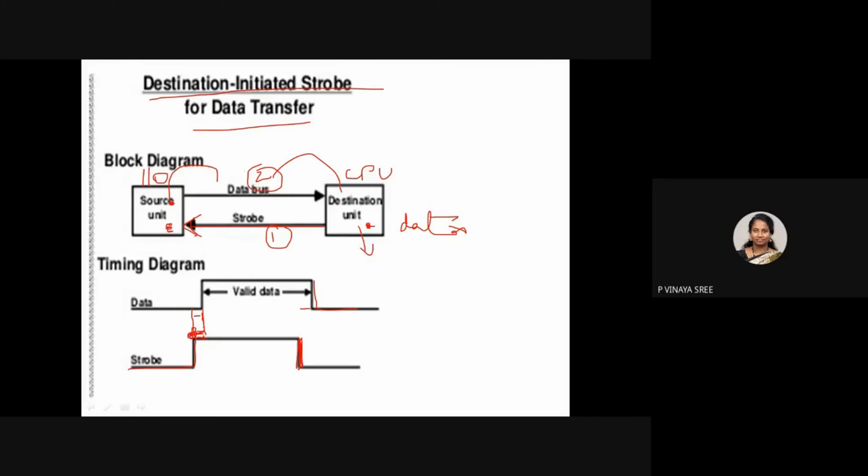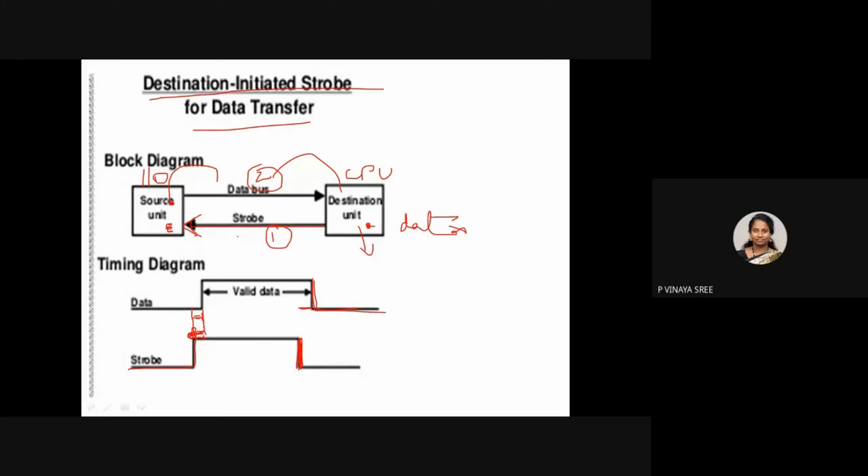Okay, this is about destination initiated strobe. First, the destination initiates a strobe signal saying that it is ready to accept the data. Upon receiving it, the source immediately places the data in the database. Once the strobe signal is disabled, the source knows that the destination unit has accepted the data placed in the database, so it no longer needs to keep it there and can remove the data. Soon after, it also disables the data from the database. This is destination initiated data transfer using a strobe signal.